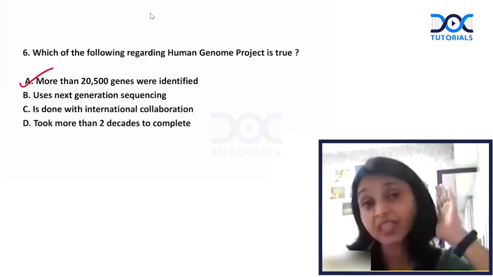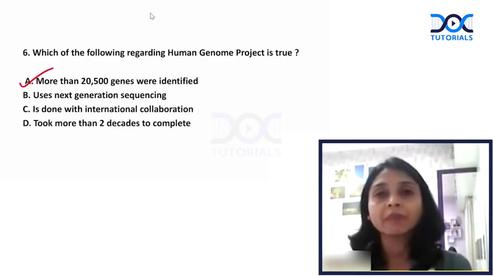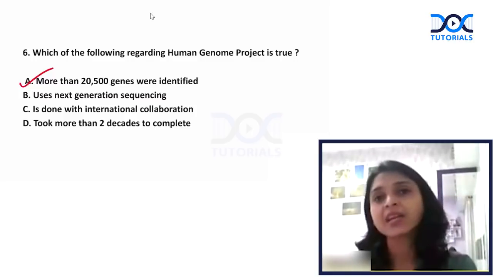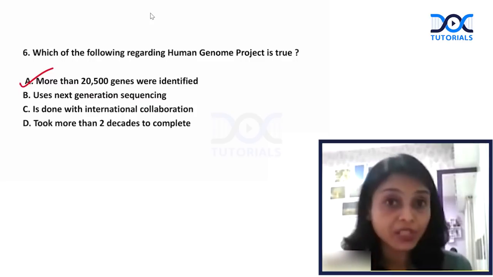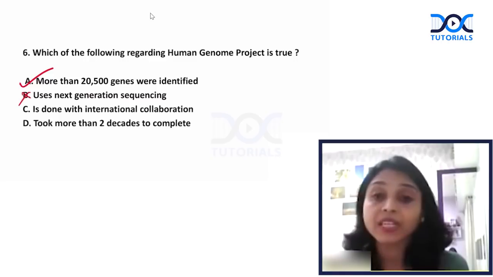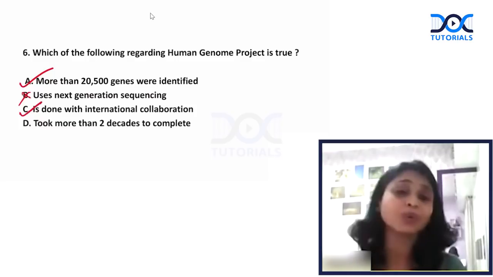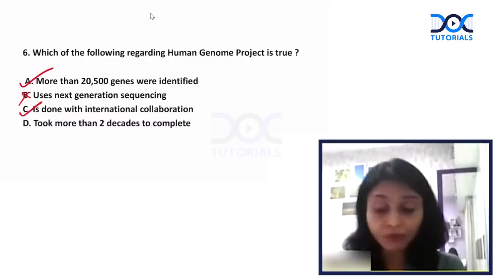Actually, this was started in the year 1988. It's an old one. This was conceived in 1988 and they started working in 1990. So only after that was next generation sequencing done, so this is wrong. It is done with international collaboration. Yes, this was done with a lot of international collaboration. Without that, you can't do a Human Genome Project. You need the cooperation of a lot of countries.